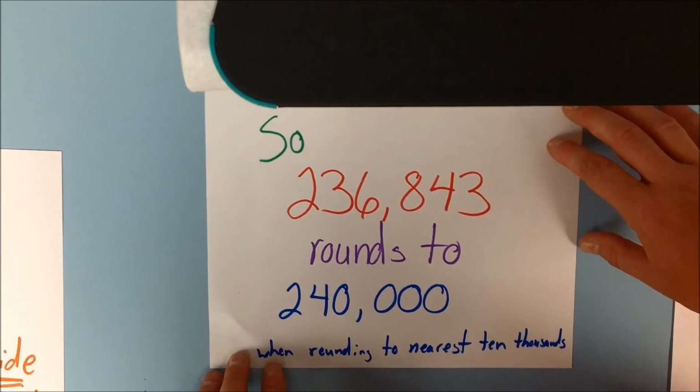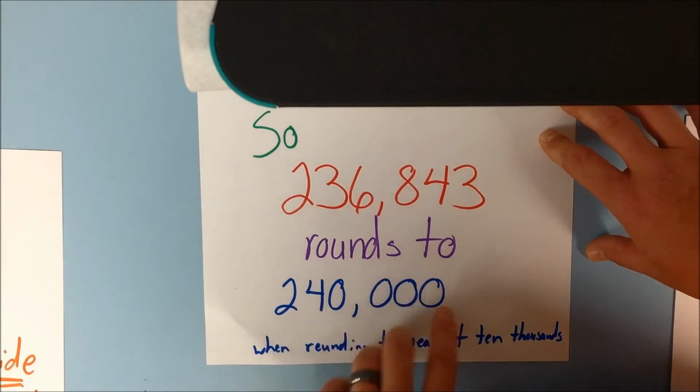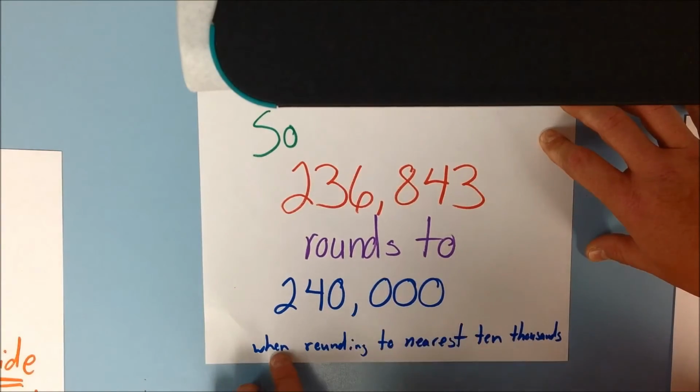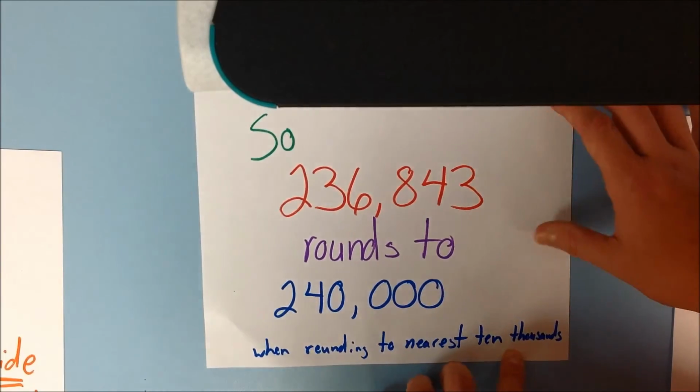All right. So again, just to repeat, 236,843 would round to 240,000 when rounding to the nearest 10,000s.